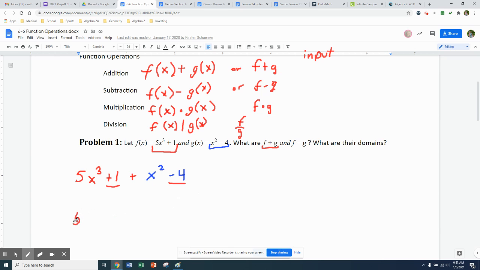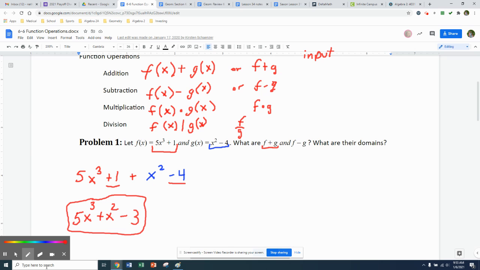So we're going to be left with 5x to the third. That's going to be a positive x squared. And then a 1 and a negative 4 are going to make negative 3. And then there's my final answer in standard form. And that's it. And when you're typing these into Delta Math, remember to use Shift 6. That's going to get your exponent. And that's going to be how we can add two functions together. We take the function rule from each one, add them together.